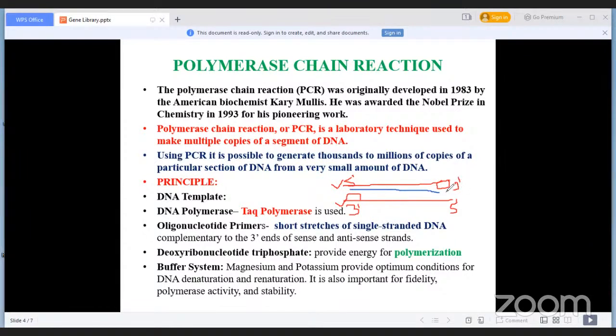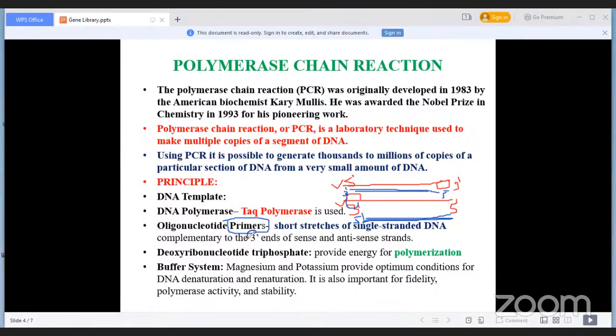So here this is the 3 end, opposite should be the 5 end. Here the 5 end, opposite should be the 3 end. So this is the reverse direction. Back. Here this is the 3 end and the primer attaches here, so here the 5 end. Forward. Both directions. Is it okay? Primers clear? Yes, sir.